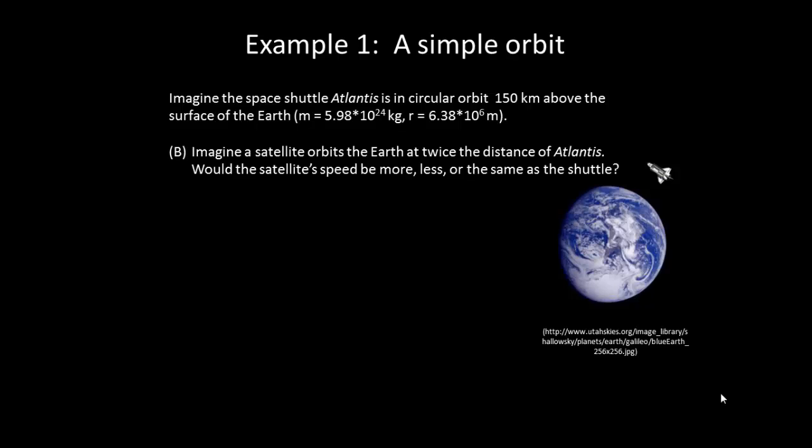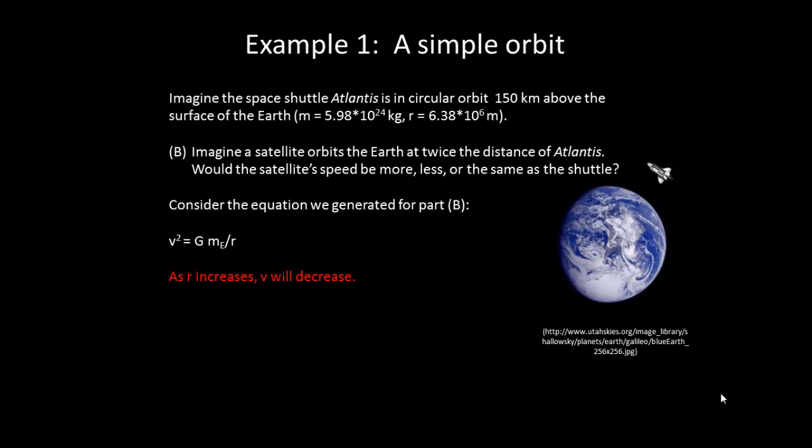Let's consider another question. Now let's imagine that the satellite orbits the Earth at twice the distance of Atlantis. Would the satellite's speed be more, less, or the same as the shuttle? Consider the equation we generated for part B. V squared equals G times mass of the Earth divided by r, so as r increases, the speed will decrease. Notice again that this is completely independent of the size of our object, the mass of the orbiting object.